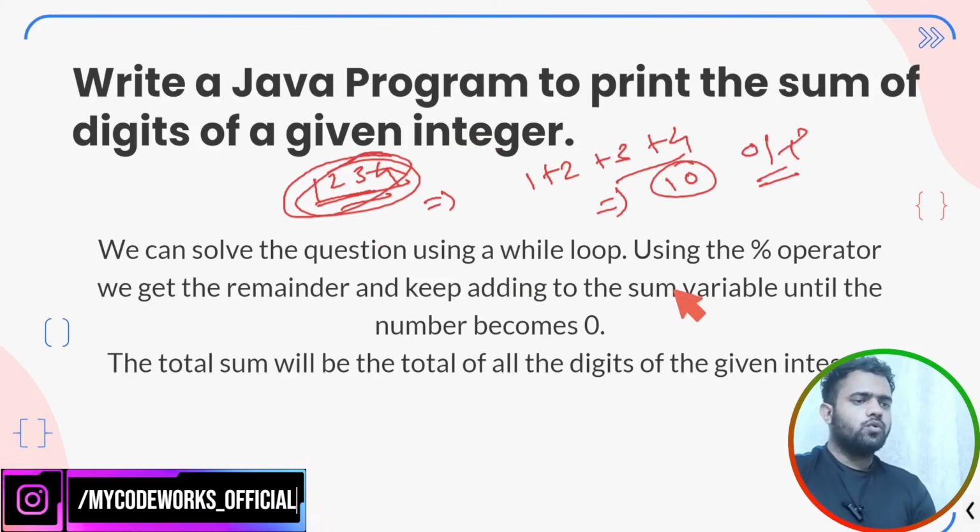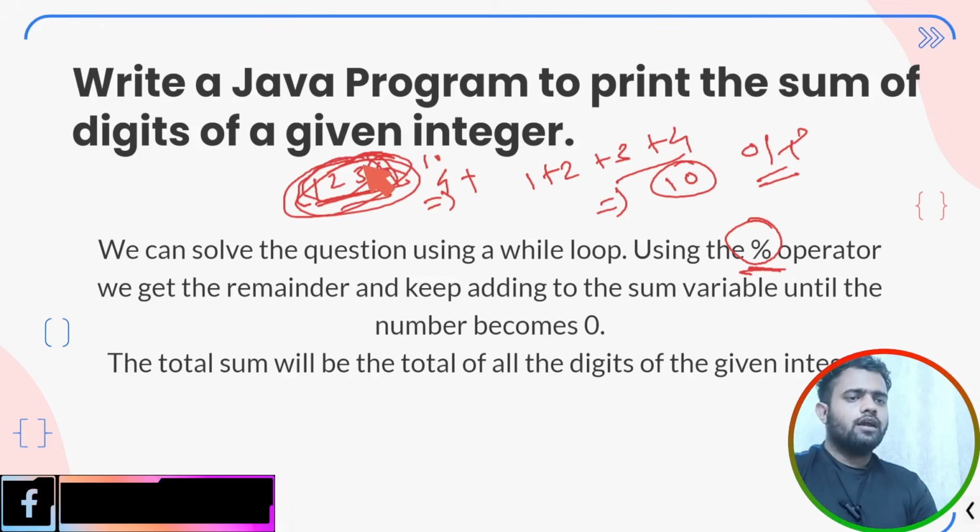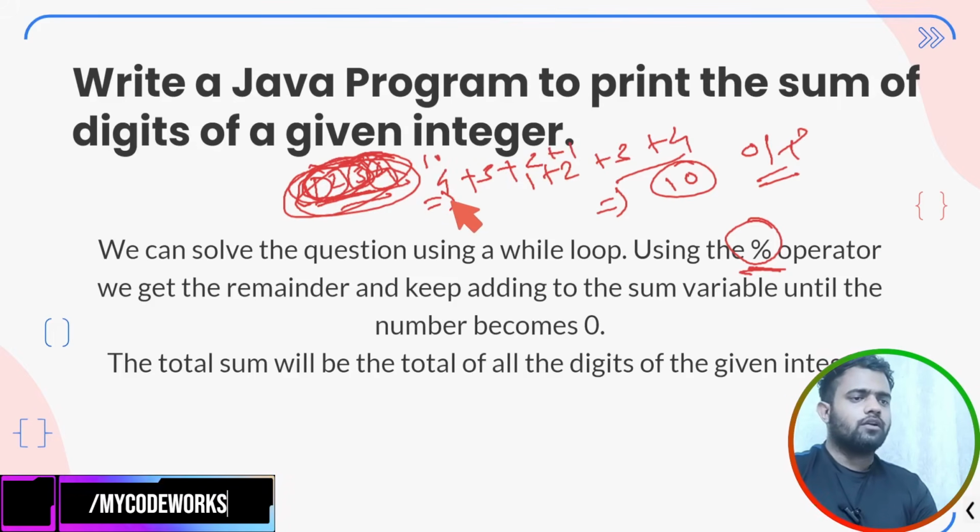So how can we do this? Here also we can solve using the modulo operator, and we get the remainder every time. When we apply modulo here, we'll get the 4. Again we'll divide this number by 10, then we'll get the new number 123. Again if you apply modulo, we'll get the 3. Again we'll divide 123 by 10 and get 12 as the new number. Again if you do modulo, we'll get the 2. At last it will come as 1. So the sum will be 10. So let's solve it like this.